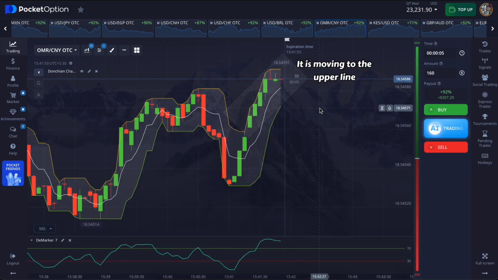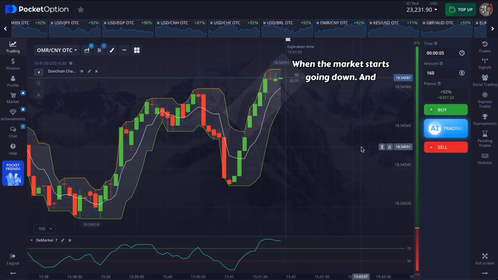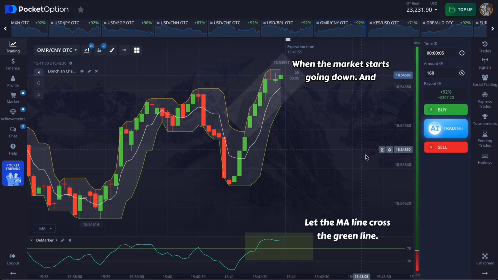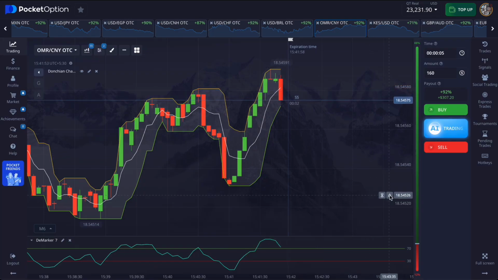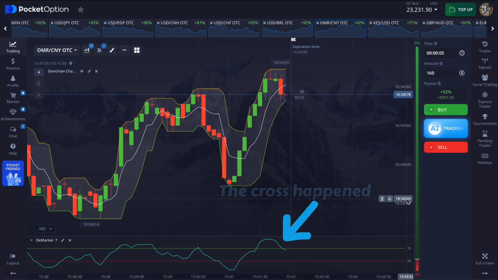So here also the market is moving in the upper channel. When it starts going down, and at the same time the MA line crosses the green line in the downward direction, we will immediately place an entry in the downward direction.